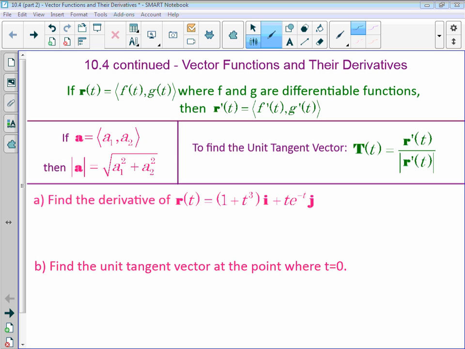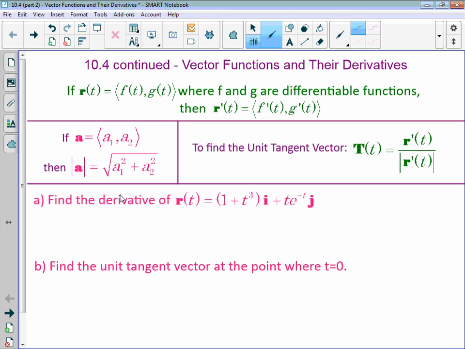Okay, we're going to continue 10-4 here. So vector functions and their derivatives, it's actually easier than it sounds. There's a couple pieces up here. We've got r of t. There's the x piece here, the y piece here. To find the derivative, you literally just take the derivative of this piece and then the derivative of that piece. Okay, so if you need to take the derivative of a vector, you just take the derivative of each part.